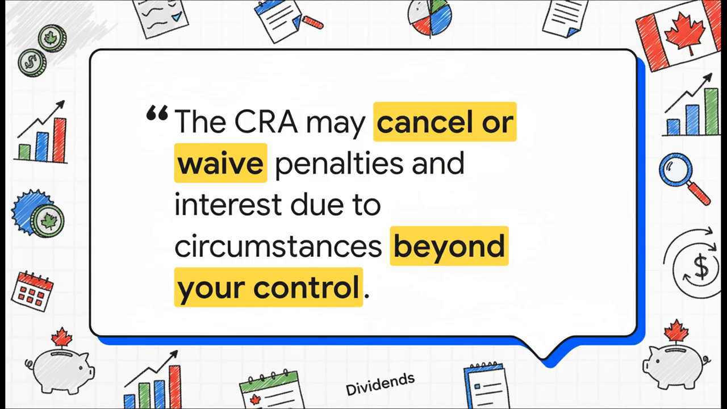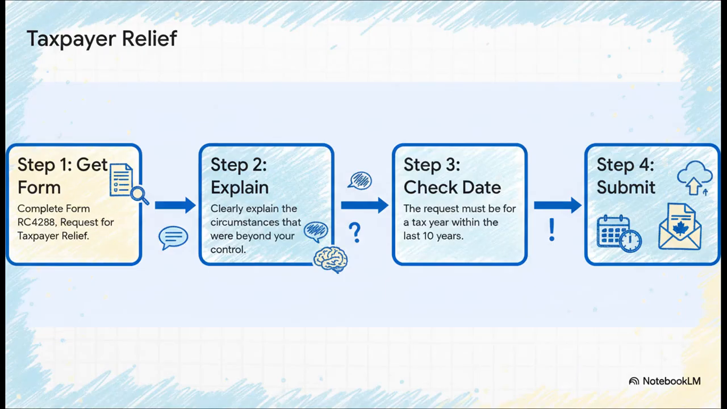There's a potential escape hatch, but it's a small one. The CRA has something called the taxpayer relief provisions. This basically gives them the power to cancel or waive penalties if, and this is a big if, you couldn't meet your tax obligations because of circumstances that were completely beyond your control. And there's a formal process for this. You have to fill out Form RC-4288 and submit a request.